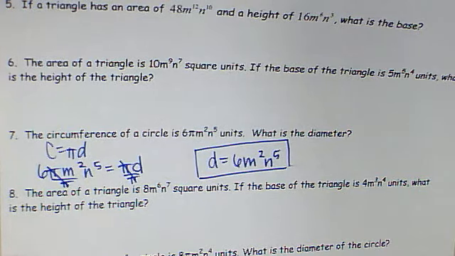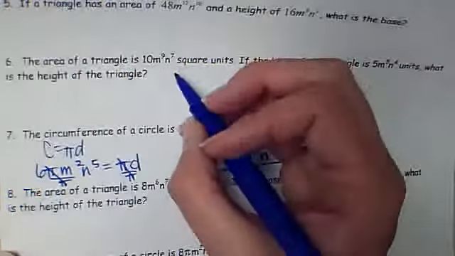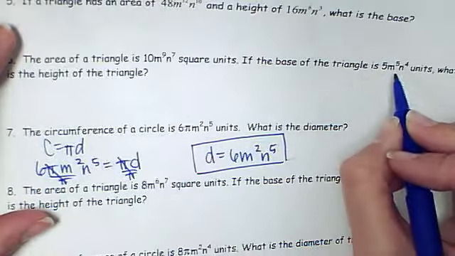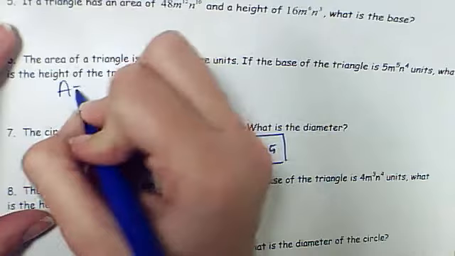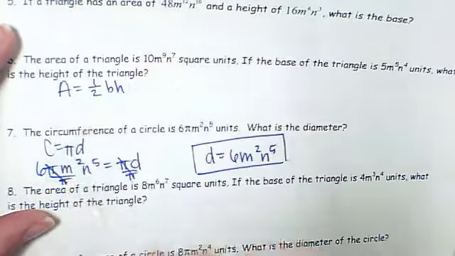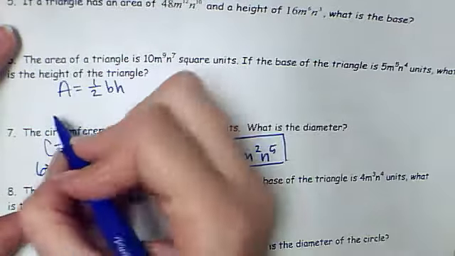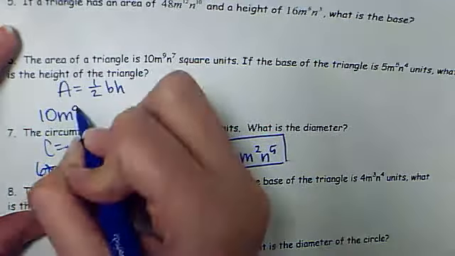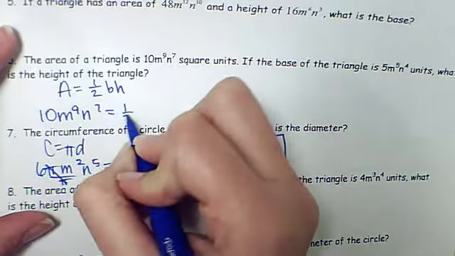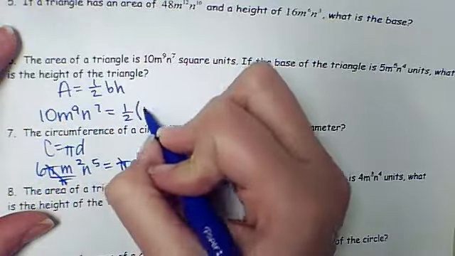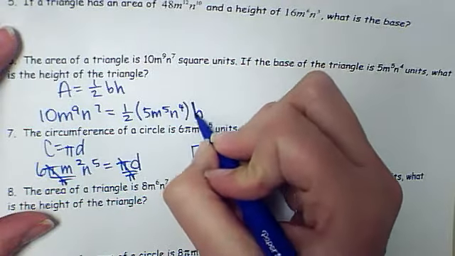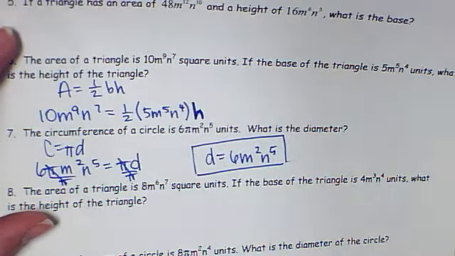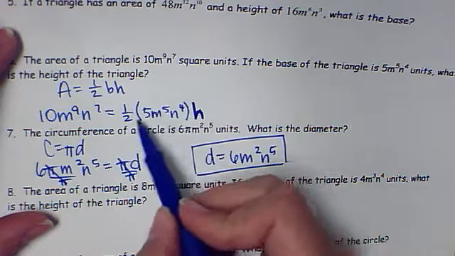Let's do number 6. The area of a triangle is 10m to the 9th n to the 7th. If the base is 5m to the 5th n to the 4th, what is the height? So for a triangle, I have 1/2 base times height. I'm given my area this time, so I'm going to plug in 10m to the 9th n to the 7th equals 1/2 times our base, which is 5m to the 5th n to the 4th, times our height. I'm going to make that h a little bit bolder so you can see that's what I'm trying to solve for.